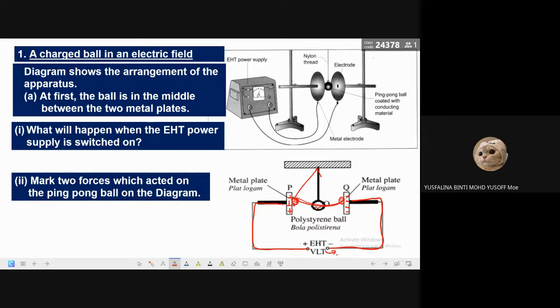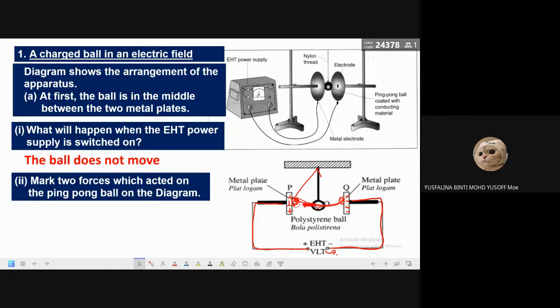So at P again, what will happen? The positive charge goes to the polystyrene ball, now the polystyrene ball becomes positive, so again it will repel. So it will keep swinging from P to Q. But if the ball is not touching the plates, what will happen to the electrostatic force? The ball does not move.